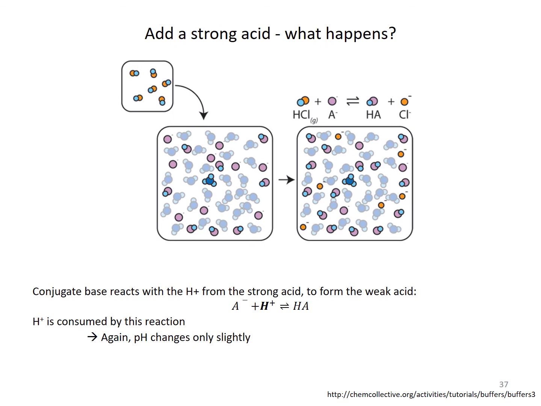Conversely, if you are adding a strong acid, you are adding more protons into the system, and those protons will be absorbed by the conjugate base, forming more weak acid HA. From this picture, you can see that there is more weak acid HA after the reaction. Again, pH changes only very slightly with the buffering effect from this reaction.